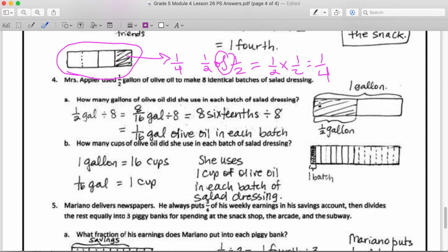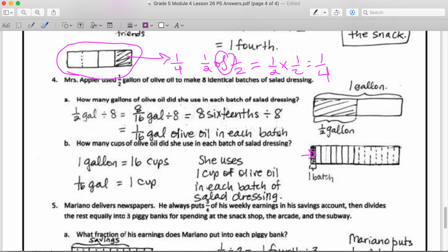Okay? So if I broke this into 8 equal parts and I broke this into 8 equal parts, how many of these do I have? Let's count them. 1, 2, 3, 4, 5, 6, 7, 8, 9, 10, 11, 12, 13, 14, 15, 16. So there are 16 individual pieces. They got one little portion of it for that salad dressing. And so they really got 1/16 of the gallon of olive oil in each batch.